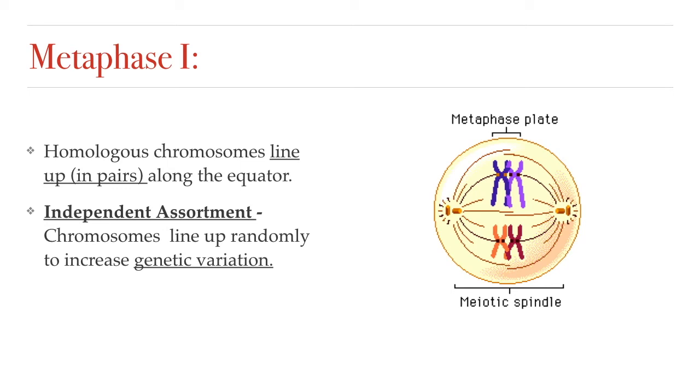Spindle fibers will also still shoot out of the centrioles. They'll attach to the centromeres. A lot of the same events that happen during mitosis are happening here, but the main difference is that instead of lining up down the middle, the chromosomes are lining up in pairs.